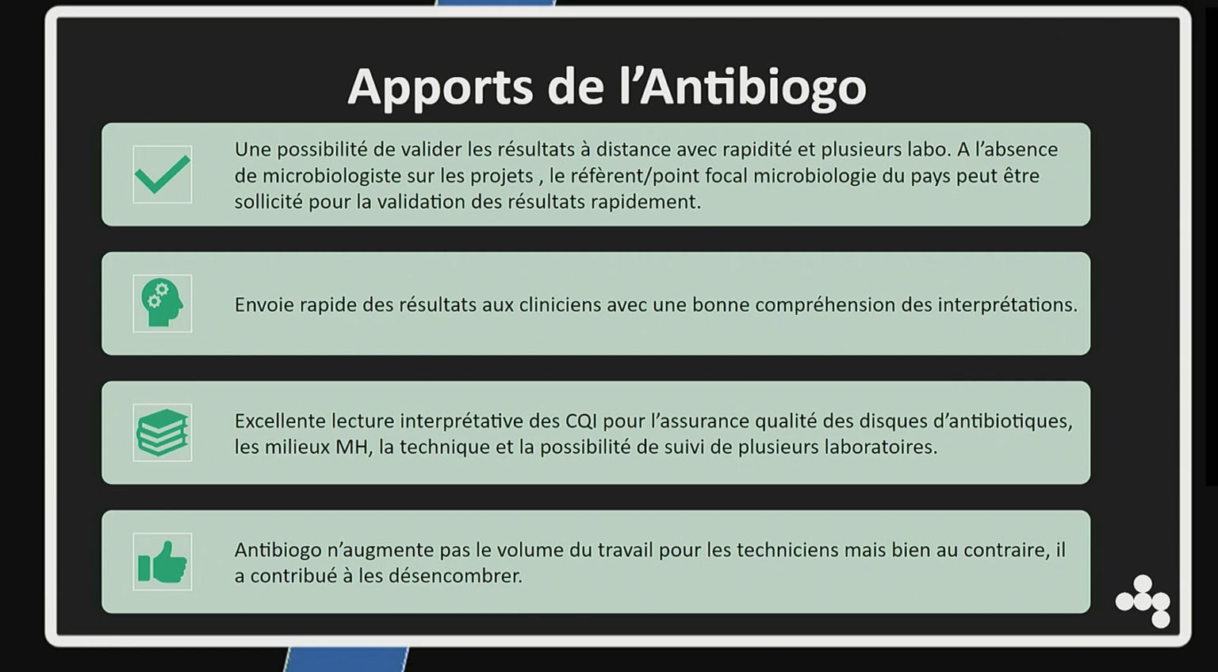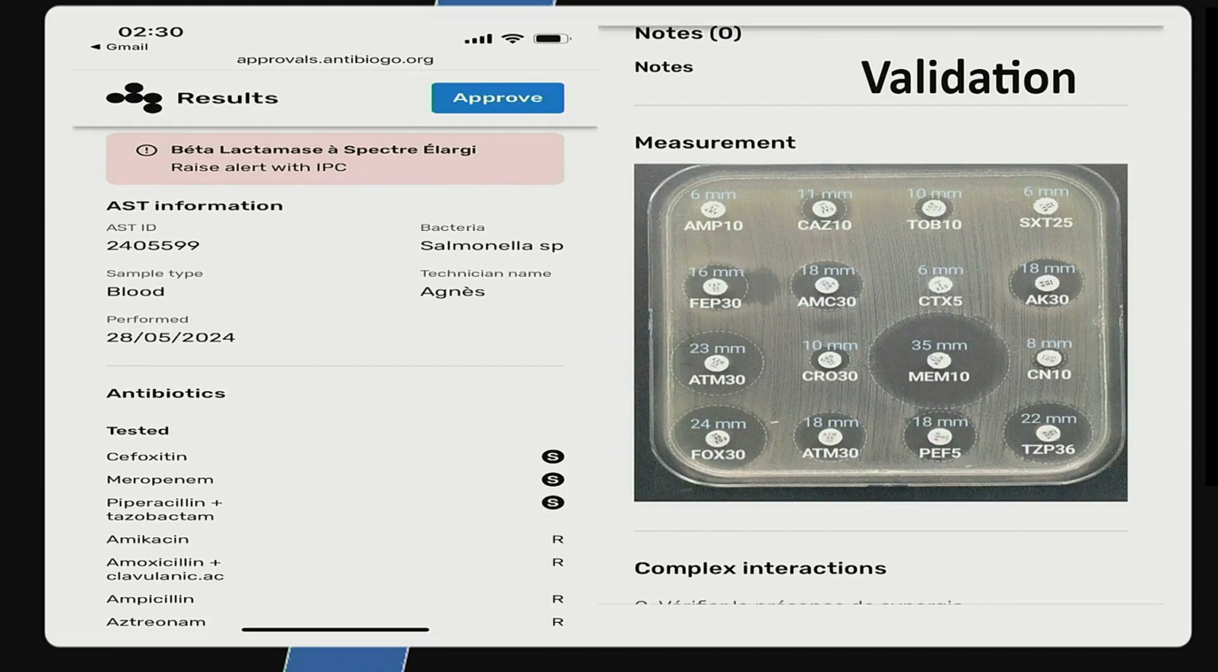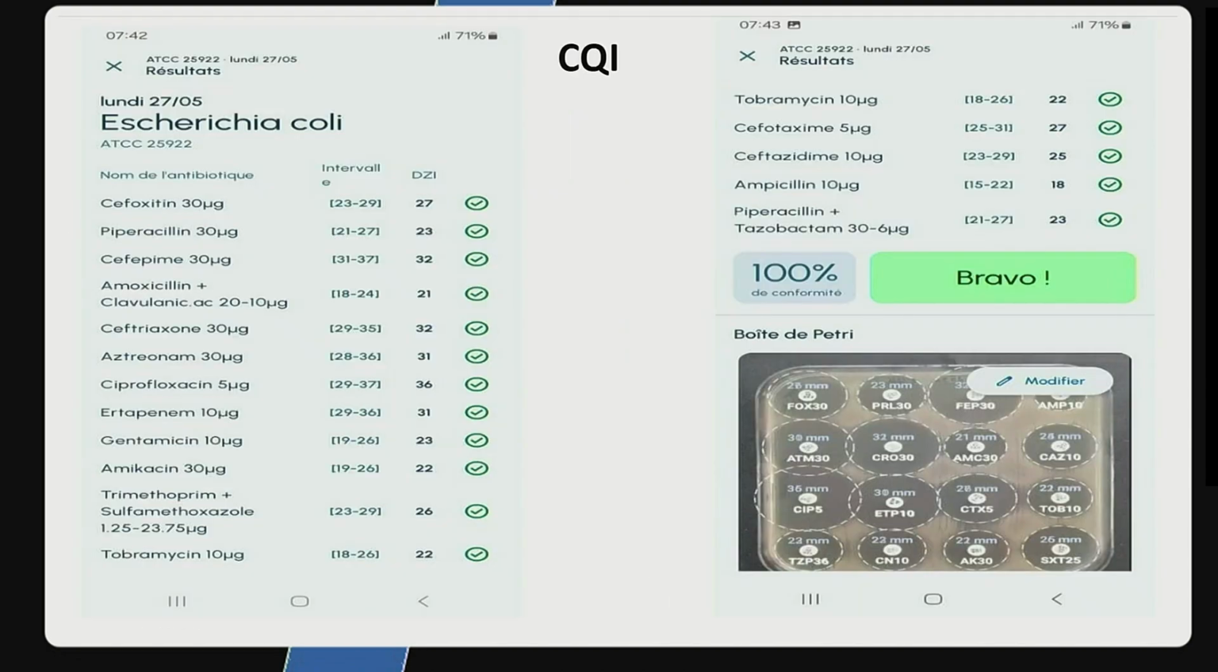Also, the clinicians get the results very quickly, and the reading, or the interpretation, is very good, as the quality control shows. NADA also showed that Antibiogo doesn't increase the workload at all. On the contrary, it makes the workload lighter in the labs. More examples, that's the validation step. You can see the disc diameters. You can check if there is an error before you validate.